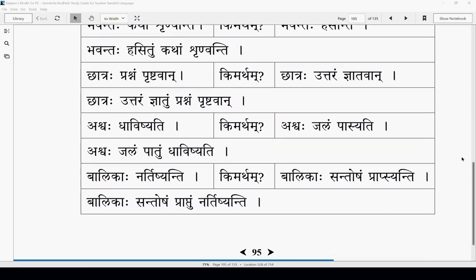What is the vartamana kala of prapsyanti? Shivasri Bhagini, what is the vartamana kala of prapsyanti? Prapnoti? Bahuvachanam?